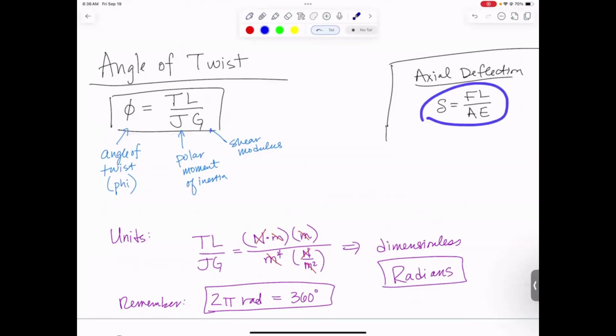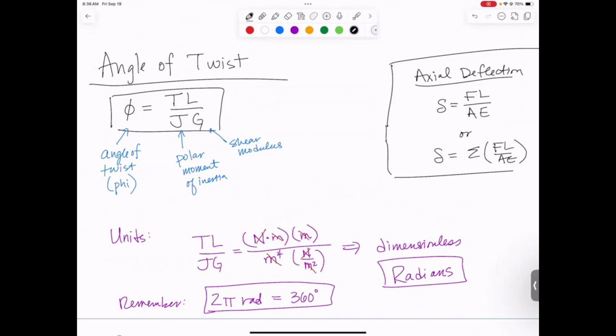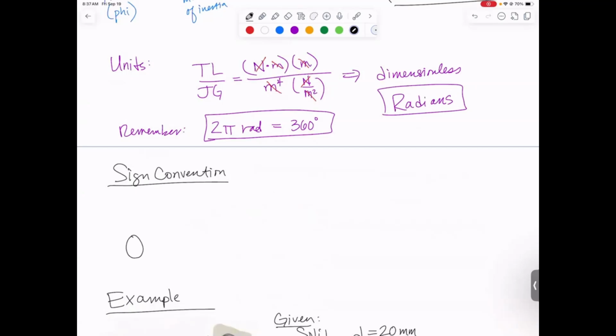Do you remember what we did with axial deflection over here when we had more complicated things? We actually said for more complicated things, delta was the sum of all of the FLs over AEs. And to do that, we had to be very careful about which sections of the bar were in tension versus compression. So in this case, we will also sometimes do phi is equal to the sum of all of the TLs over JGs. So to do that, we're going to need a sign convention. The sign convention is we have to call something positive and something negative.